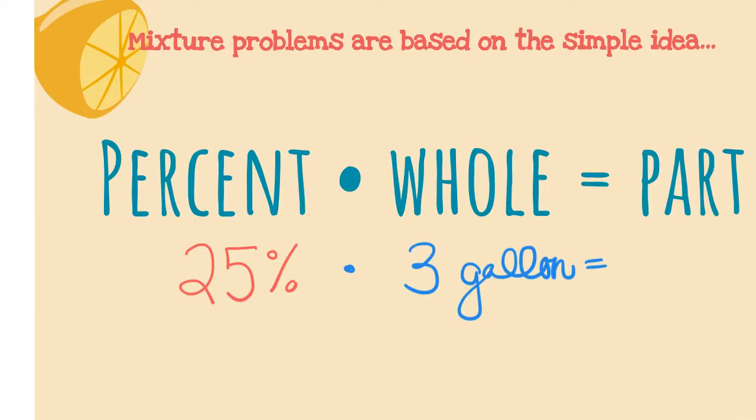So the part of her mixture that is basically watermelon would be 1/4 of 3, or 3/4 of a gallon. The idea being that 0.25 times 3 would give you 0.75, or 1/4 times 3 gives you 3/4 gallon. So over and over and over, you're going to be multiplying the percent times the whole to get the part that's basically pure watermelon. You'll hear me say that a couple of times.